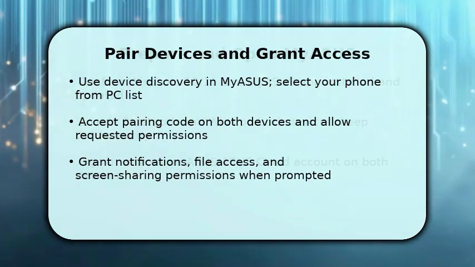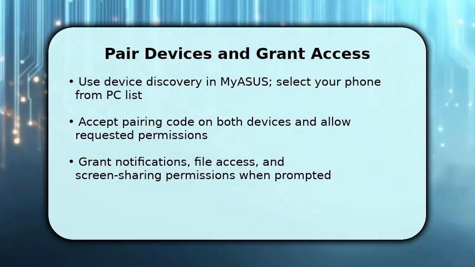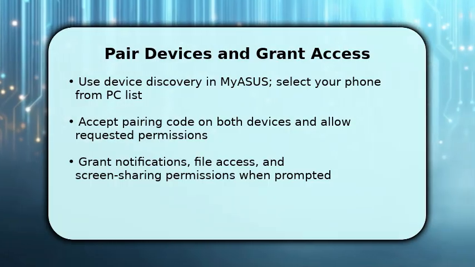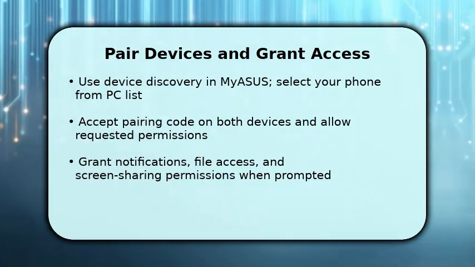You'll now pair and grant permissions. On the PC, choose your phone from the discovery list in MyASUS. On the phone, accept the incoming pairing request and confirm the displayed code matches.